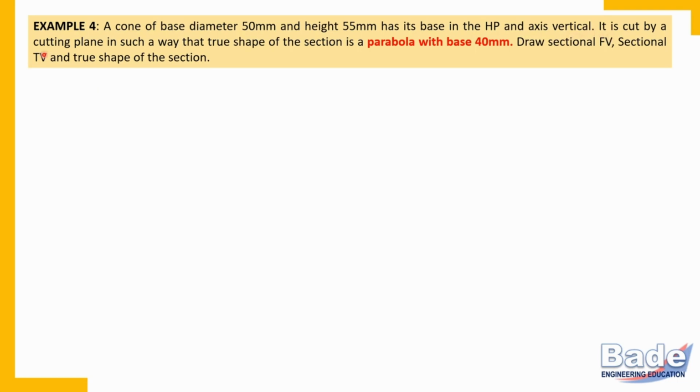It is cut by a cutting plane in such a way that the true shape of the section is a parabola with base 40 mm. Read the statement once again. It is cut by a cutting plane in such a way that the true shape of the section is a parabola with base 40 mm. Draw sectional front view, sectional top view, and true shape of the section. Okay. Now very important thing here.